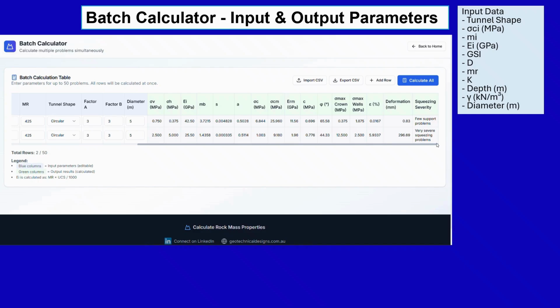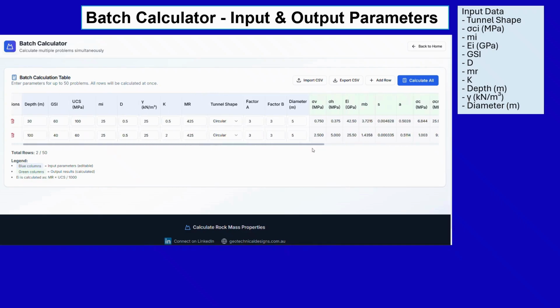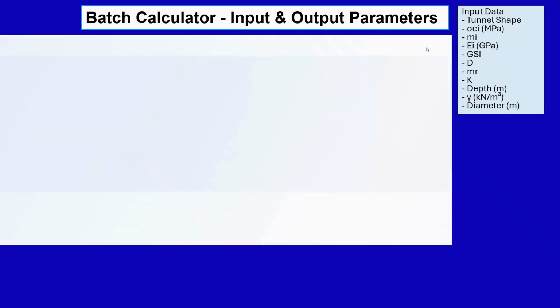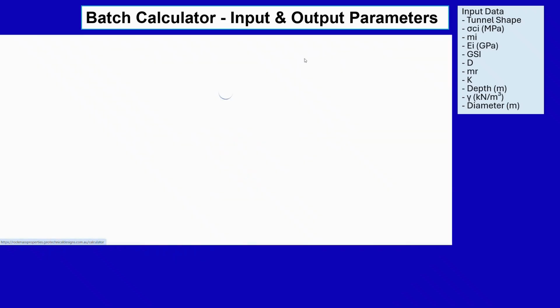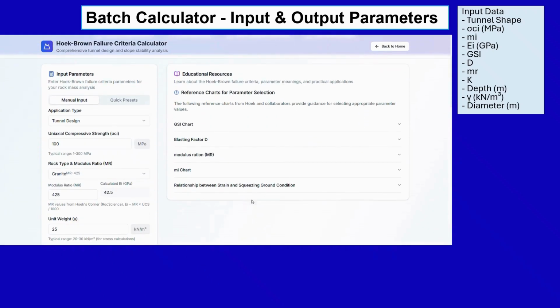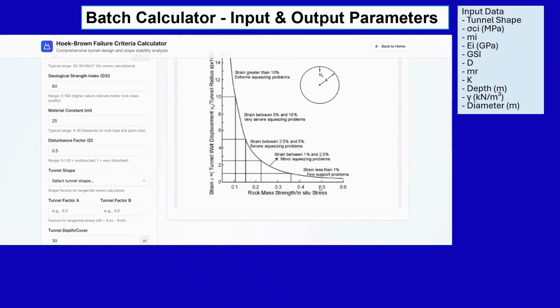Now once this is done, we go back to home on the top right corner. We are here to see the reference chart, where we can see the different squeezing conditions in the chart, which is between strain and squeezing ground conditions. As we go down and see this graph, here we can see there is a graph between strain and rock mass strength by in situ stress.